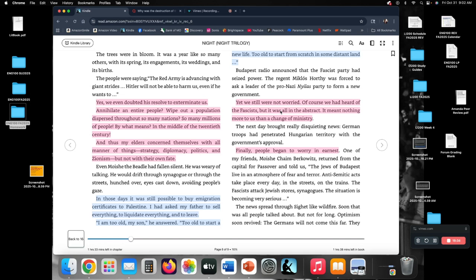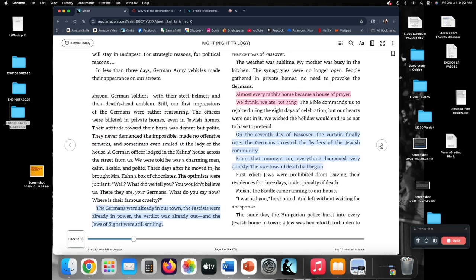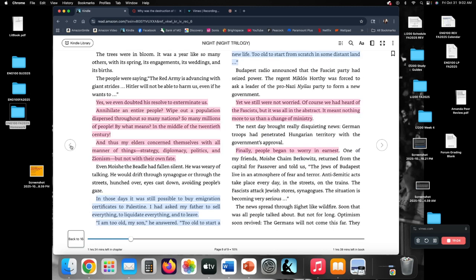Denial is hard to keep intact if something is right in front of your face, especially when it impacts you directly. So we have the progression of the Jewish feelings, and then the next thing, and there's just this reinforcement all the way through. And this is on page 9. Let me see if I can find it here. Let's see, I cannot find it here. Let me find it. The news spread.